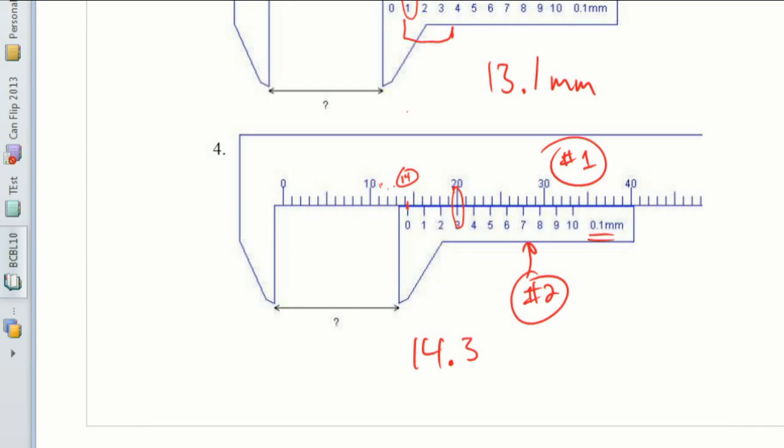Common spot students will make mistakes is they will try to read where the front of the caliper lines up instead of where the 0 actually is lining up. So you always want to make sure you're reading from the 0 instead of the front. Do not use the front of the caliper. Just use the 0. The micrometer questions, I mean, they're there.